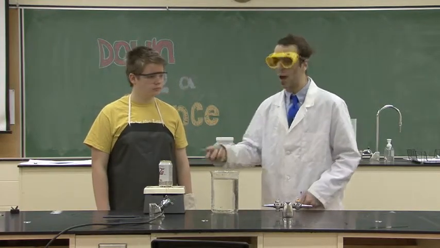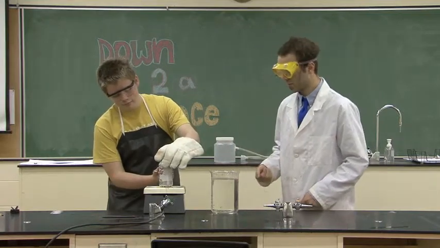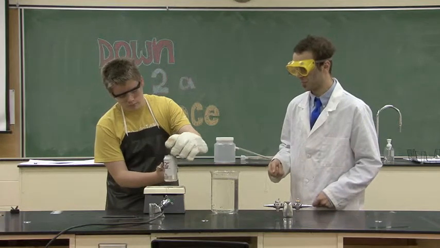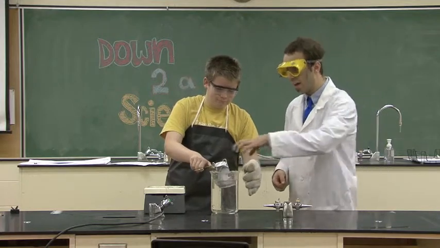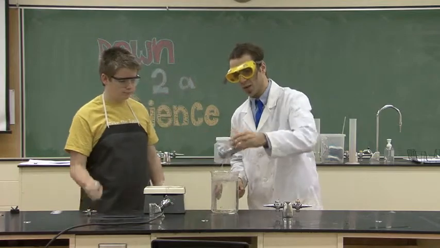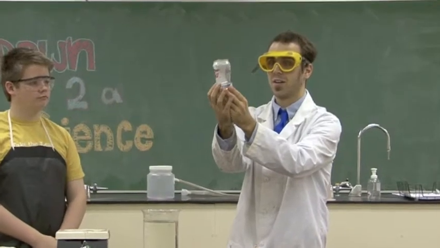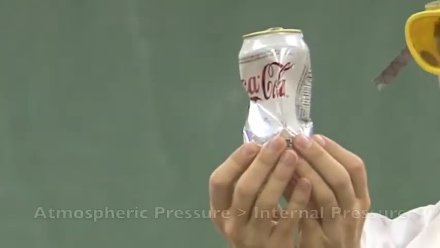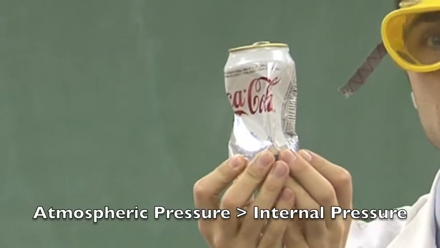Now what we're going to do is grab onto the pop can with our tongs and our glove. We'll flip it upside down into the cold bath of water and see what happens. So now that we've flipped it upside down into the water, we see that the can has been crushed. The crushing of the can occurred because the atmospheric pressure was greater than the internal pressure.